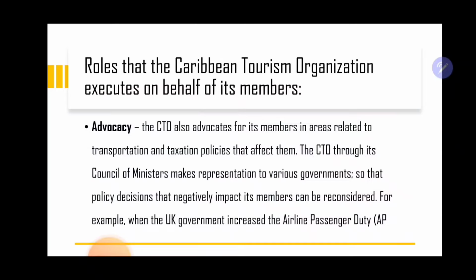Another role is advocacy. Now, the CTO also advocates for its members in areas related to transportation and taxation policies that affect them. The CTO, through its Council of Ministers, makes representation to various governments so that policy decisions that negatively impact its members can be reconsidered. Now, for example, when the UK government increased the airline passenger duty, right?